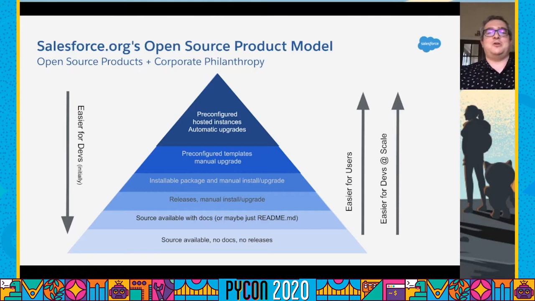Now, the arrow on the far right here, you can see that easier for developers at scale. As you start getting more customers or more users of your open source project, scaling the support of that is a challenge. And by having these pre-configured hosted instances that are always updated, so everybody's always running on the latest release, we've really been able to scale our development efforts to create huge impact in the world. As far as I know, I don't think that there's another open source project in the world that really does this combination of corporate philanthropy to provide hosting in an enterprise class platform of the open source projects that they're building. I think it's a really unique model and something I'm really excited to be a part of.